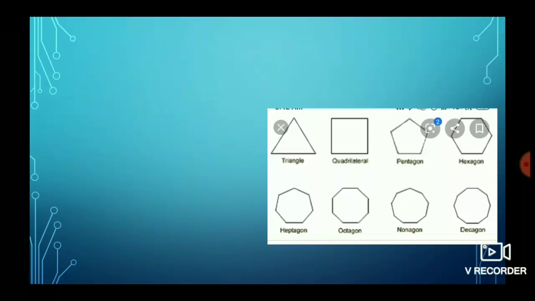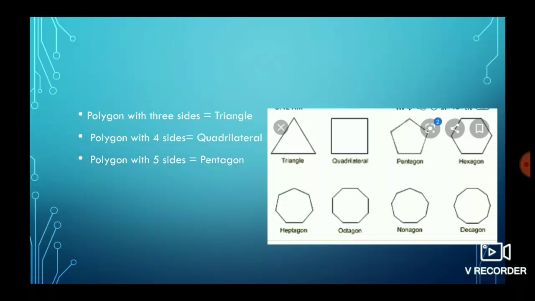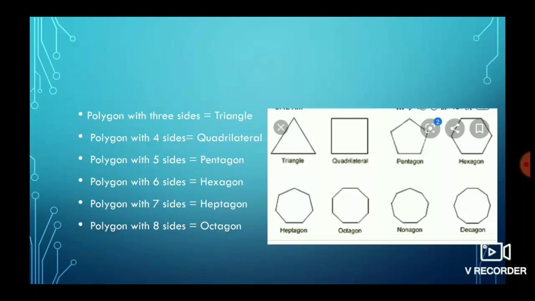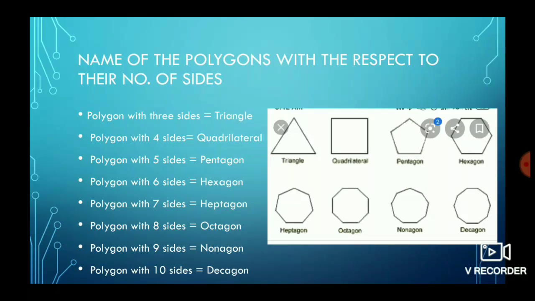A polygon with 3 sides is called a triangle. A polygon with 4 sides is called a quadrilateral. With 5 sides, a pentagon. With 6 sides, a hexagon. With 7 sides, a heptagon. With 8 sides, an octagon. With 9 sides, a nonagon. And a polygon with 10 sides is called a decagon. These are the names of the polygons with respect to their number of sides.